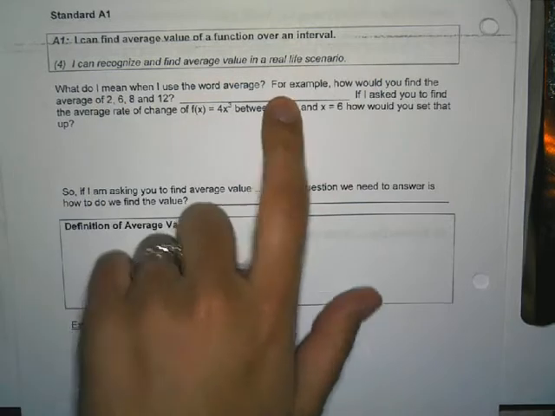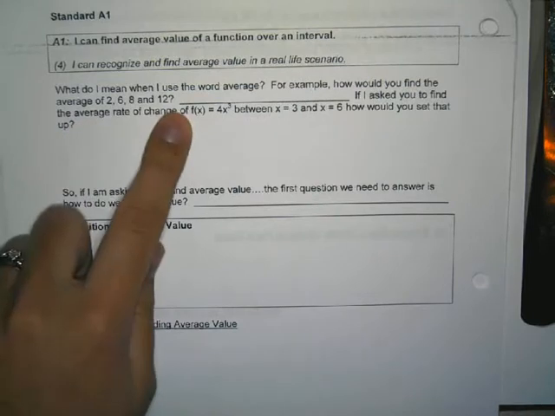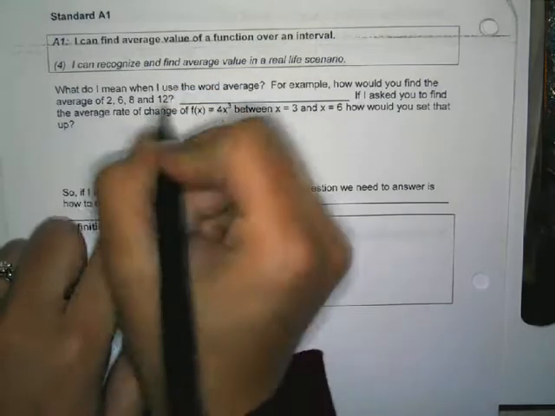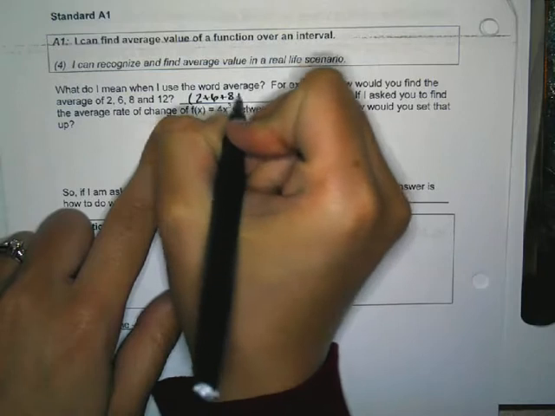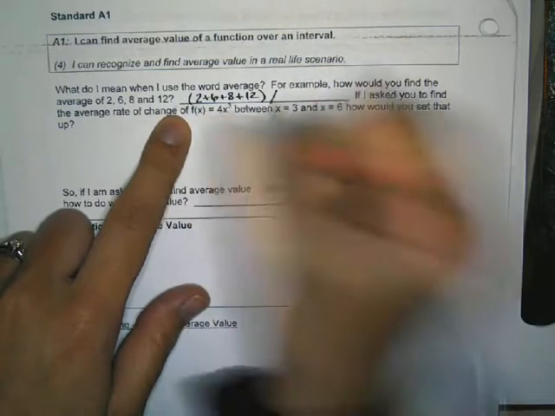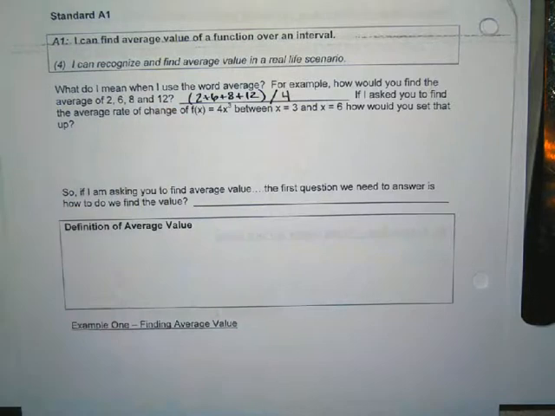For example, how would you find the average of 2, 6, 8, and 12? Hopefully what you would say would be that to find the average of all these numbers, you're going to add them all up and divide by how many numbers there are. So in this case, 4. So we'd have 16 plus 12, which is 28, divided by 4, which is 7.